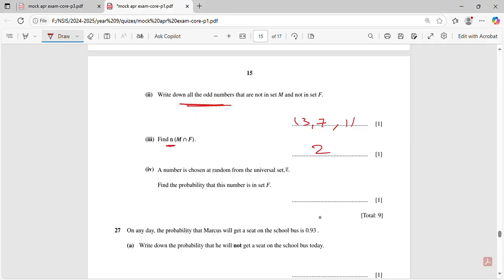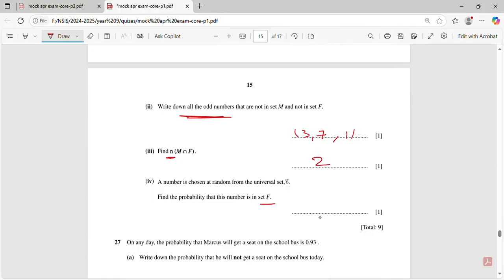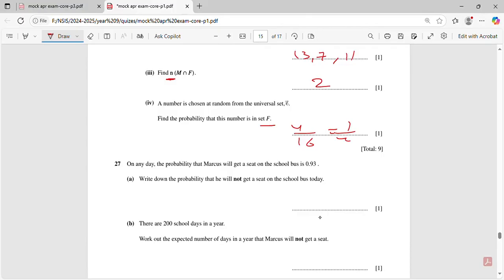A number is chosen at random from the universal set. Find the probability that this number is in set F. So how many in set F? 4 out of what? 16. So it will be 4 out of 16, which is 1 over 4. Perfect.